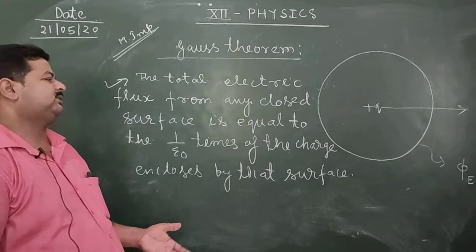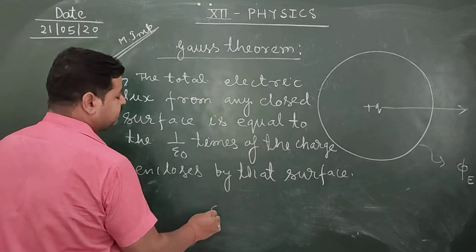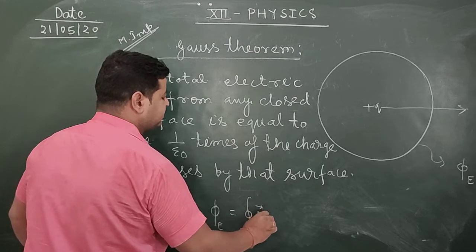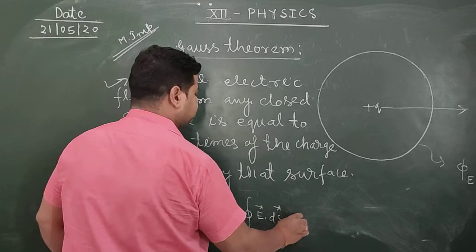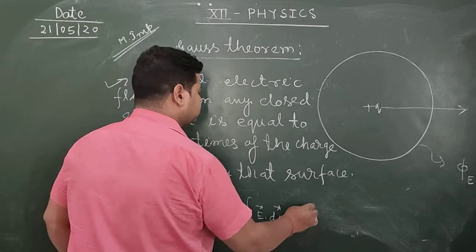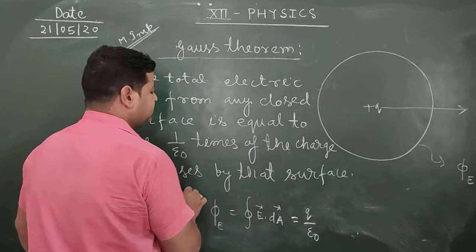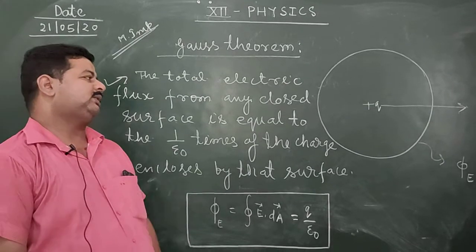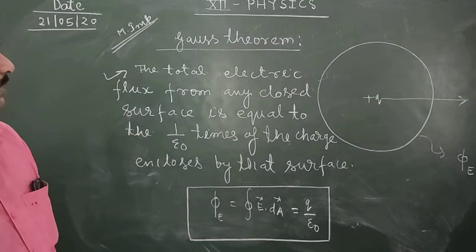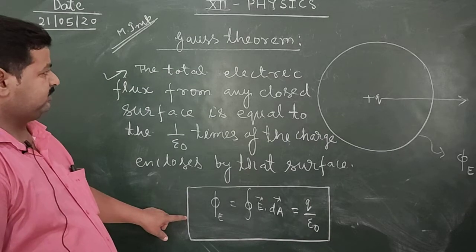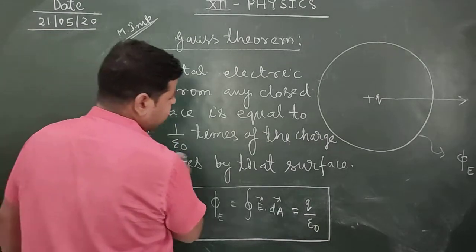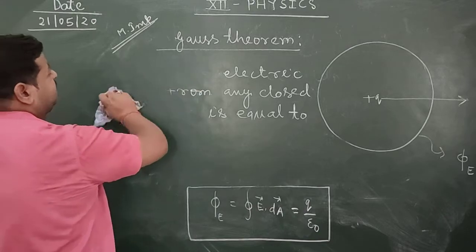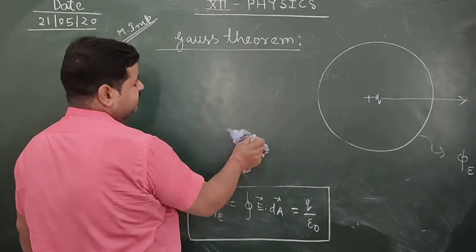And what would be the expression for the flux? So here we write the expression, that is phi E is equal to closed integral of vector E dot dS vector, or dA vector, is equal to q by epsilon naught. This is the expression for the flux due to any closed surface. So now we derive this expression. So here we understood how to calculate the value of electric flux by Gauss through any closed surface.